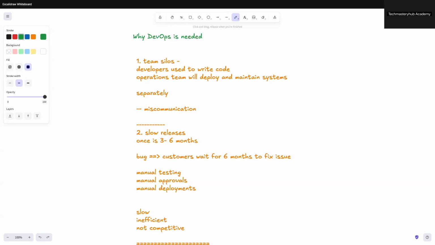Now let's see why DevOps is needed. If everything was working fine, DevOps would never exist. So the real question is, what exactly was broken in traditional software development? Let's understand the real problem companies were facing before DevOps. The first problem was team silos.